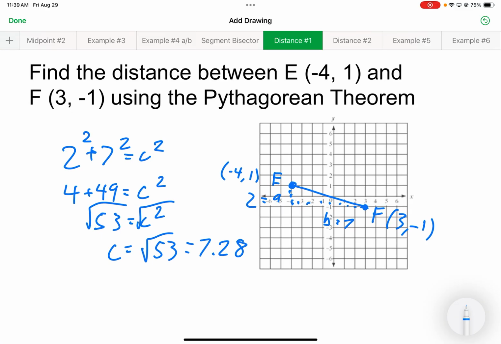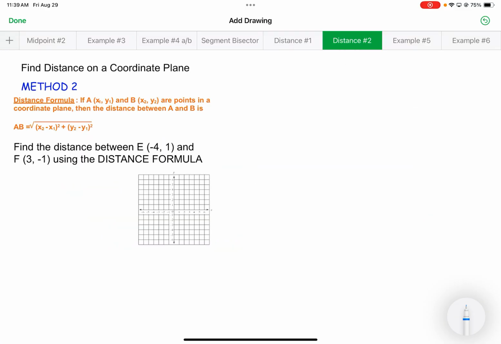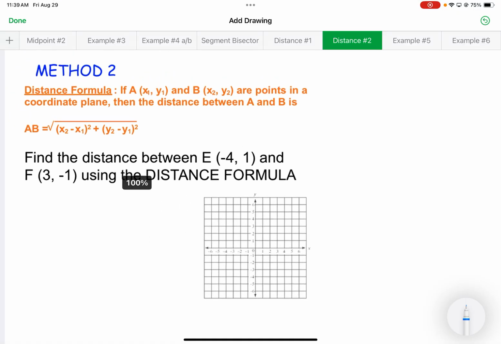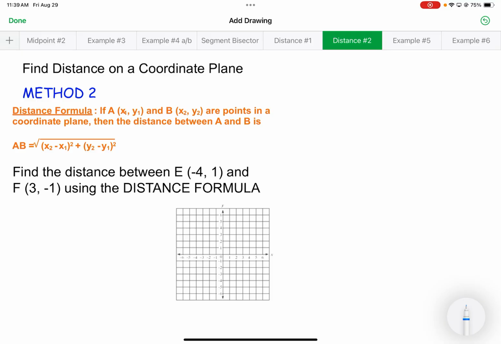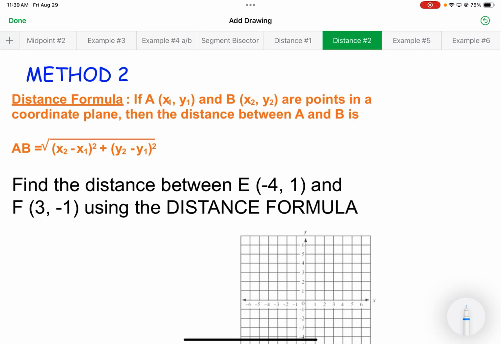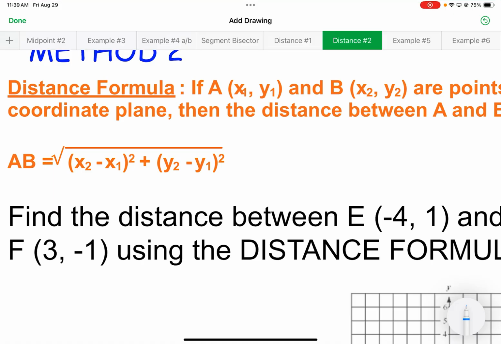All right, now what we want to do is let's do it using actual distance formula. Because you guys have learned distance formula in the past. That's something that you guys have seen, right? Okay, so find the distance on a coordinate plane. So distance formula, if A is your coordinate point, x1, y1, and B is x2, y2, are points in a coordinate plane, then the distance between A and B is given by this distance formula right here. You guys have seen this before, yeah? Absolutely, you have. It is something that I do expect you to memorize. You're going to have it memorized for your quiz, okay? So square root of quantity x2 minus x1 squared plus y2 minus y1 squared.